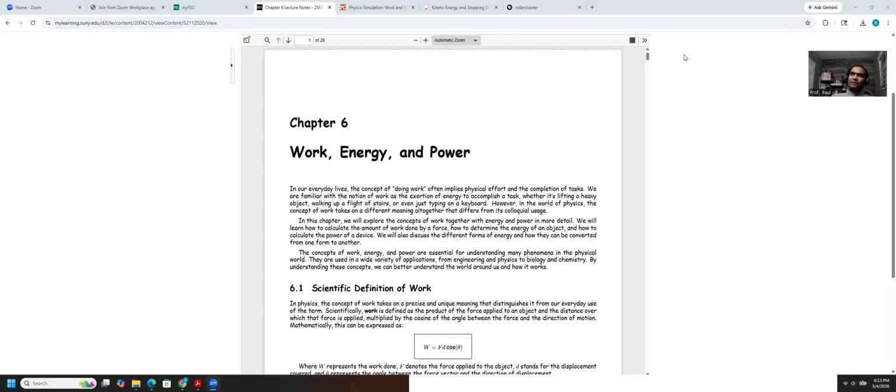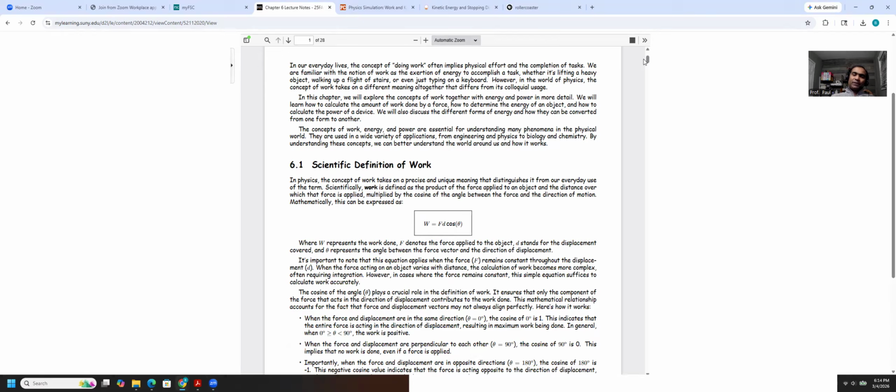Okay, so the scientific definition of work. First of all, we use capital W for work. Do not confuse this with small w, which is weight or the gravitational force. Okay, small w is for gravitational force and capital W is for work. Okay, do not confuse between these two. So that's the first caution.